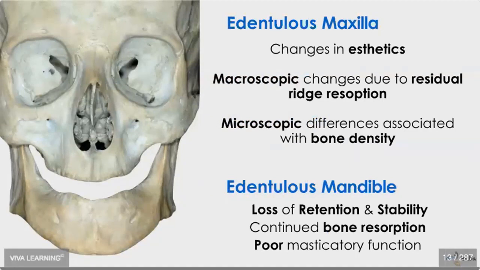We all know that when you lose teeth in the maxilla, there are changes in aesthetics. There are some macroscopic changes due to residual ridge resorption and some microscopic differences that are associated with bone density. In the mandible, when a patient loses their teeth, there is a loss of retention and stability, continued bone resorption, and poor masticatory function. Something important to remember is that when a patient loses their teeth, the maxilla shrinks centripetally, and the mandible augments in size, gets larger.